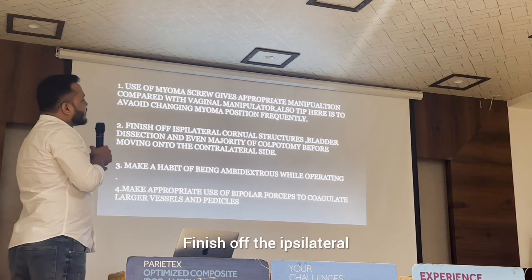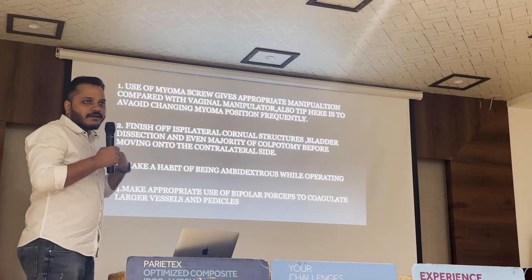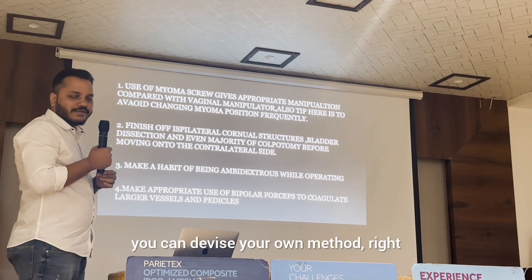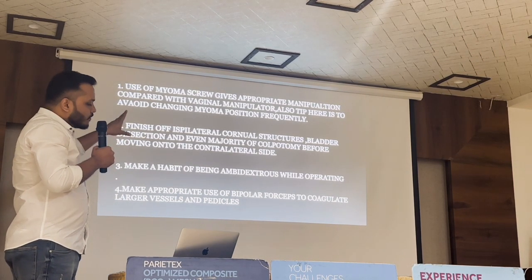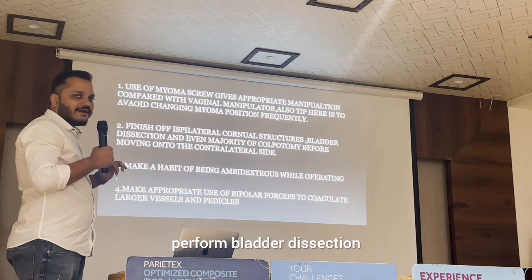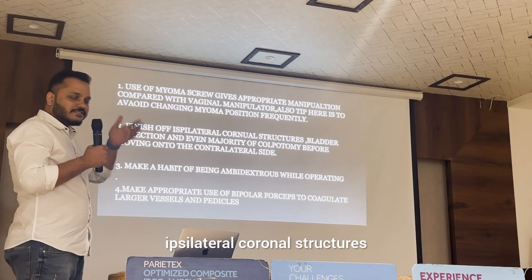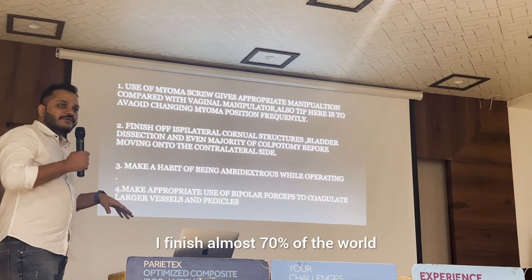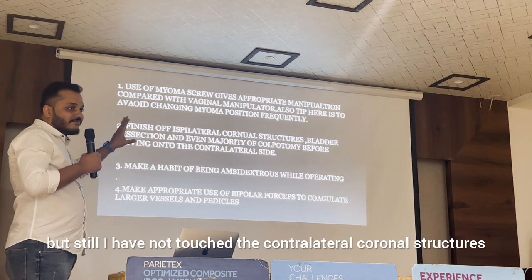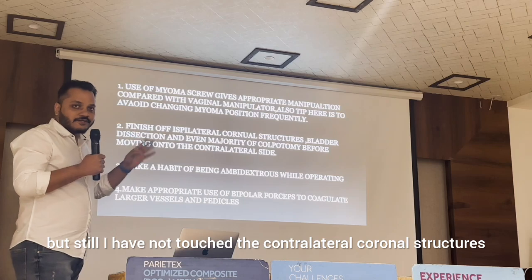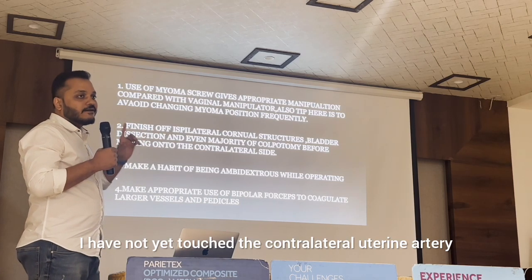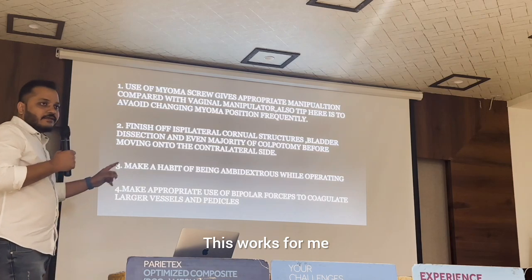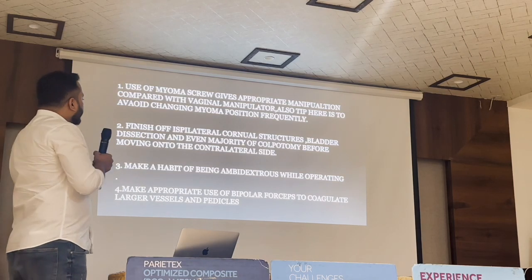Finish off the ipsilateral side. Now this is again a debatable point. I do it this way; you can devise your own method, right? I perform bladder dissection, ipsilateral coronal structures, ipsilateral uterine artery, then I open the vault. I finish almost 70% of the vault, but still I have not touched the contralateral coronal structures. I have not yet touched the contralateral uterine artery. Now that is debatable, right? This works for me. You decide what works for you.